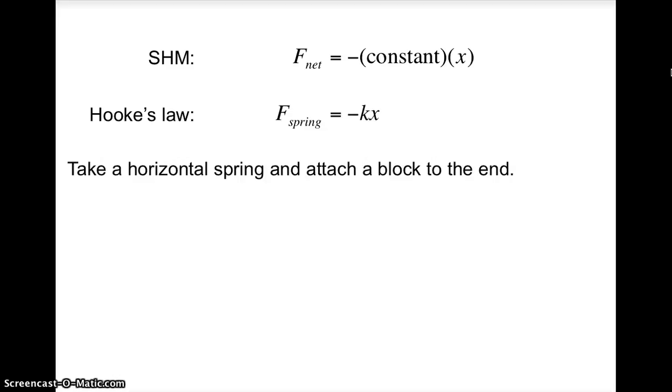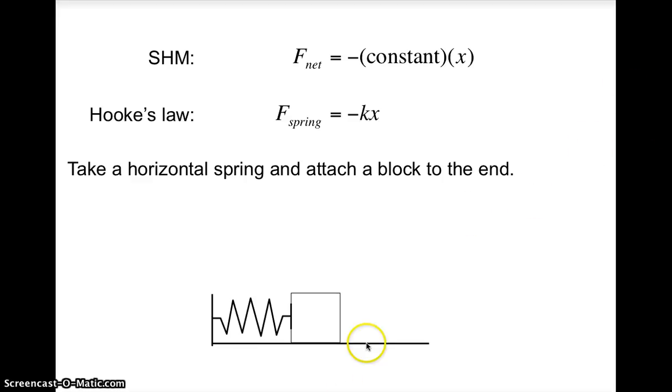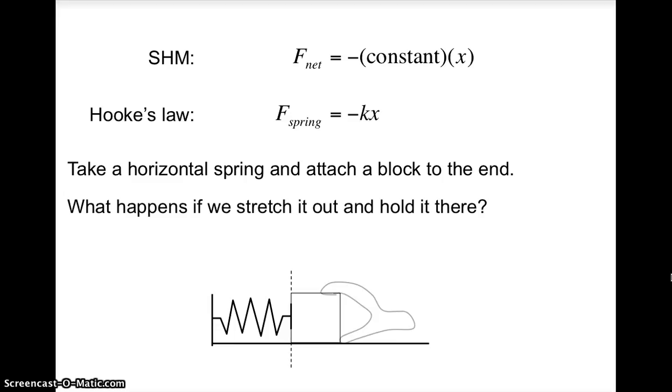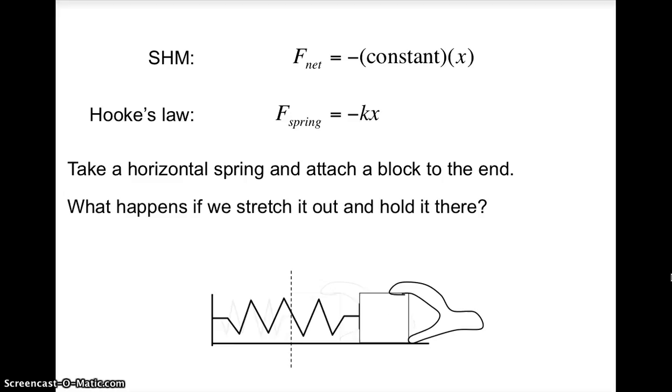So imagine you take a spring, horizontal spring, and you attach a block to the end. Right? There's the ground, and here's the block. This is a frictionless surface, so imagine there's no friction at all. There's our center position. We'll just use the left side of the block to mark the center of the motion. That's its resting position. If you take this block, stretch it out, so now the left edge of the block is over here, and you hold it there, is it in simple harmonic motion?